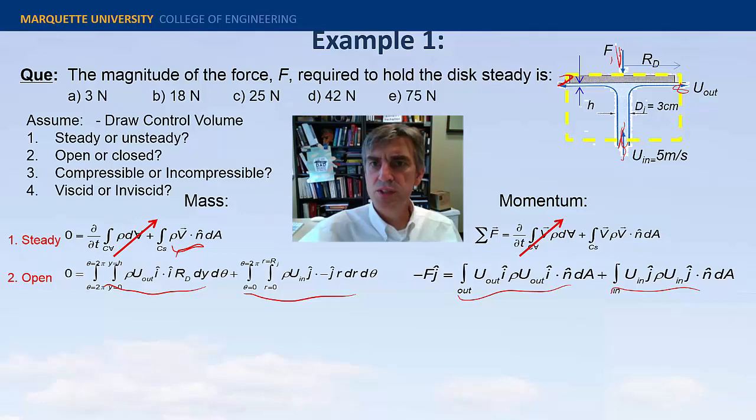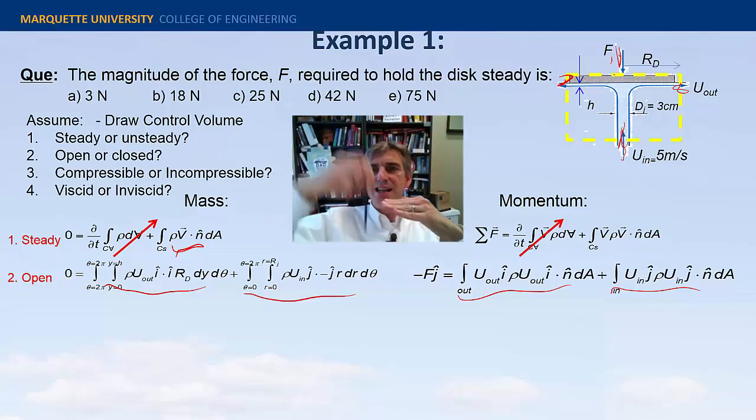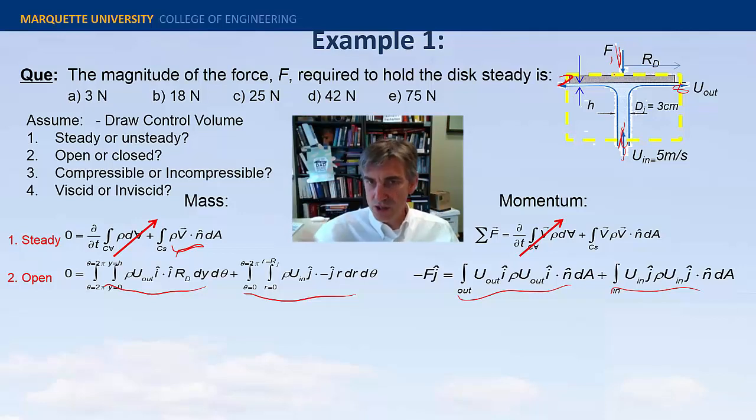I've only got one applied force. It's this F to hold the plate stationary. It's acting in the minus J direction. So notice I'm still writing this as a vector equation, right? So I have the IJs in there.